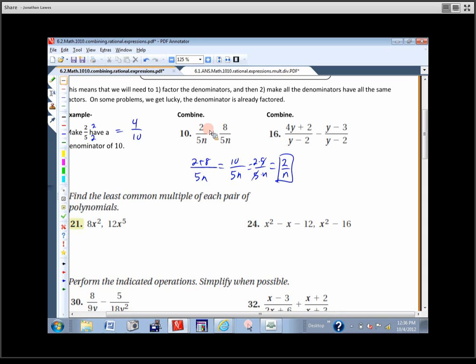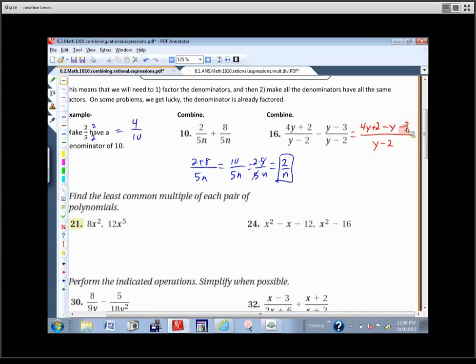So we want to go ahead and combine these. We get lucky on this one. We already have a common denominator, so this is going to be y minus 2. Okay, watch please. This is a very common mistake. 4y plus 2 minus y minus 3. What's wrong with that? Okay, you didn't distribute.